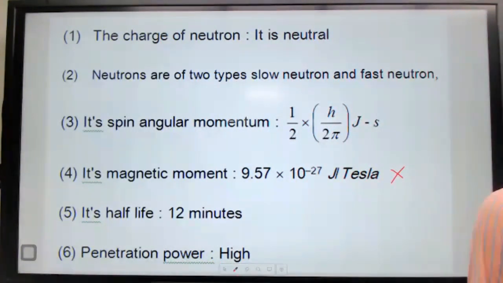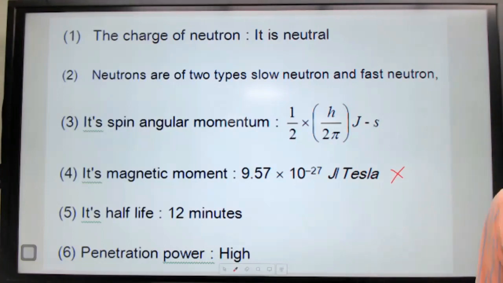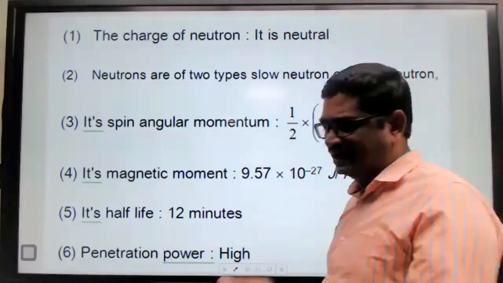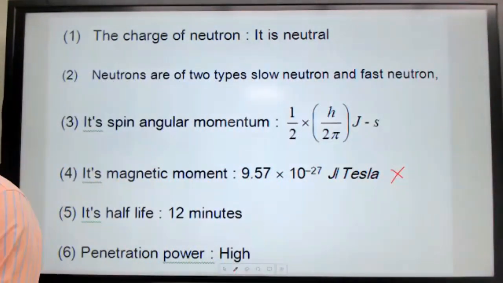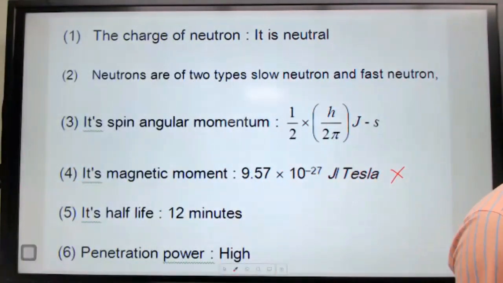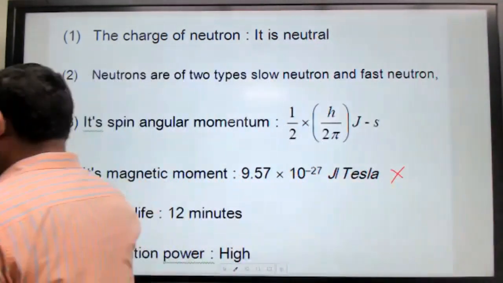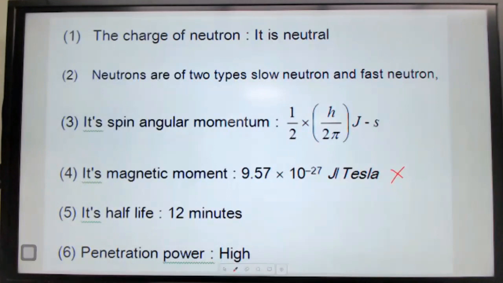What is meant by penetrating power? It is the ability to pass through an object compared to the electron and proton. Penetrating power is high for the neutron when compared with the proton and electron. Write down this point. Discovered by Chadwick. Second point, the charge of the neutron is electrically neutral. Neutrons can be divided into two types: one is fast moving and the other is slow.